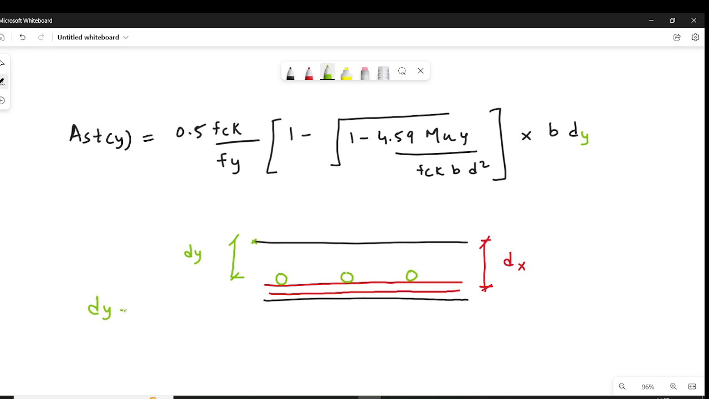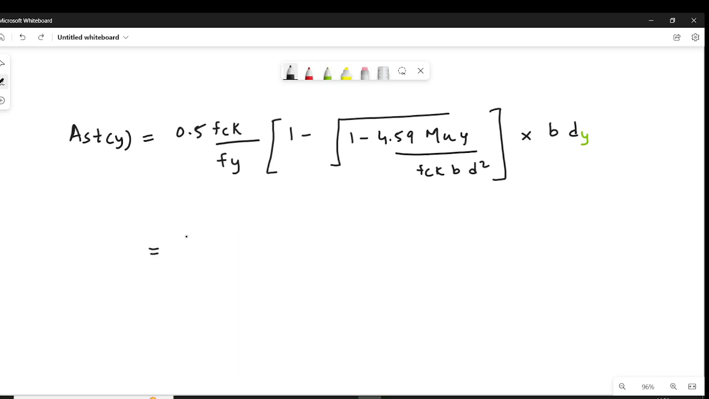dy equal to, so assume that you are providing 16 diameter of the bar in both the directions, in the x direction as well as in the y direction. So already you know dx, minus half of 16, so dx you know, which is 675 minus 16, dy equal to, it comes to 659.